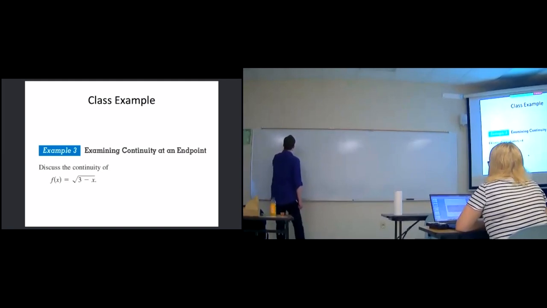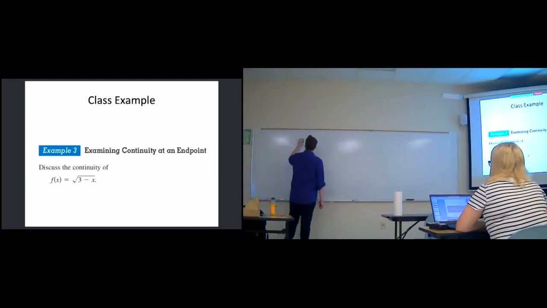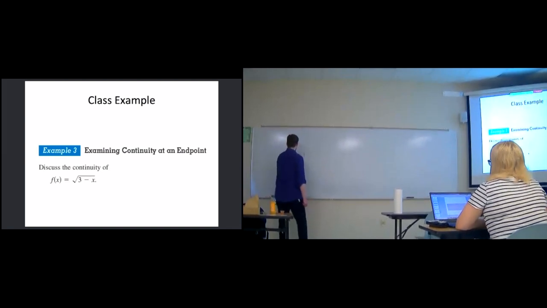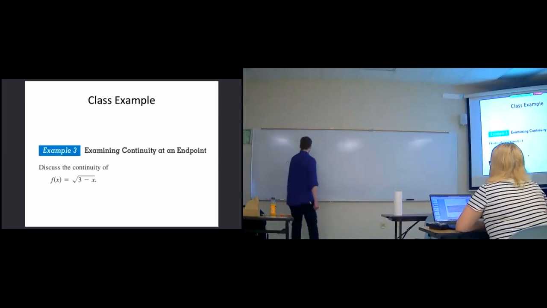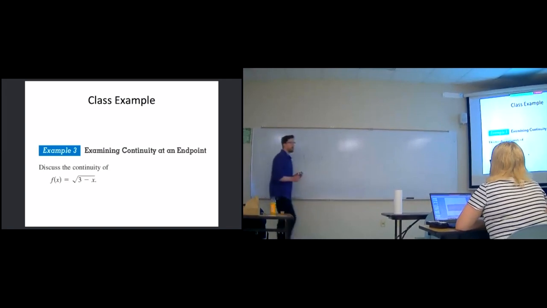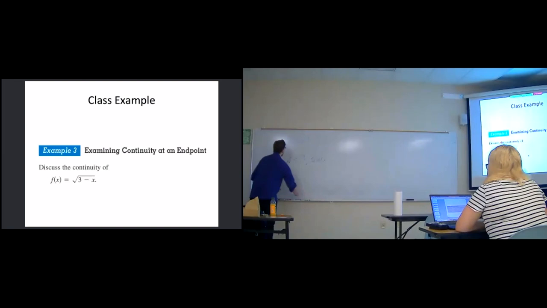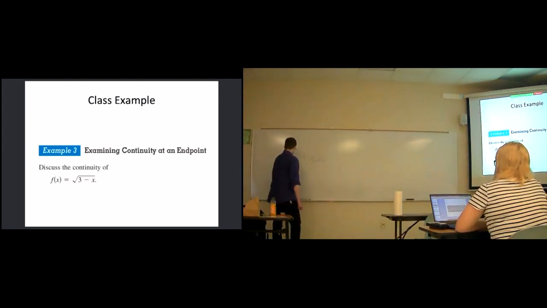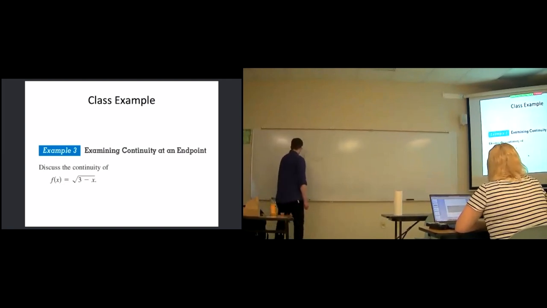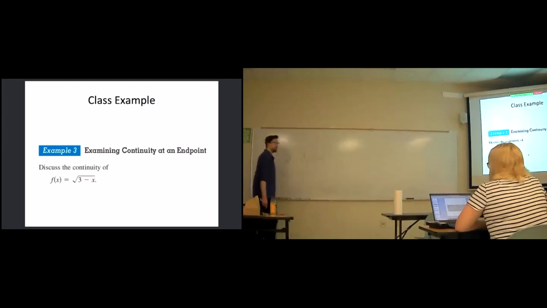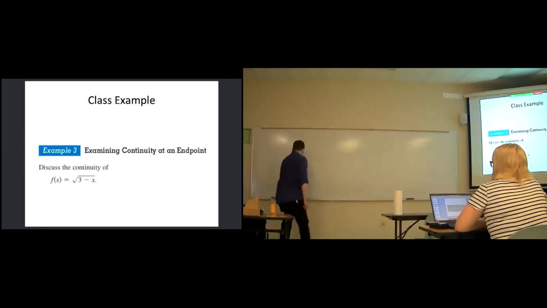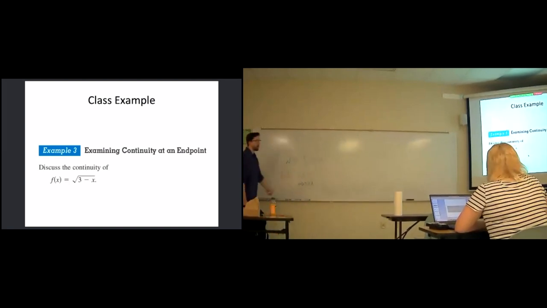f of x is equal to the square root of 3 minus x. In general, we have this rule here: the square root of a thing, this thing has to be greater than or equal to zero. So our domain then is going to be 3 minus x greater than or equal to 0. That means x is going to be less than or equal to 3.